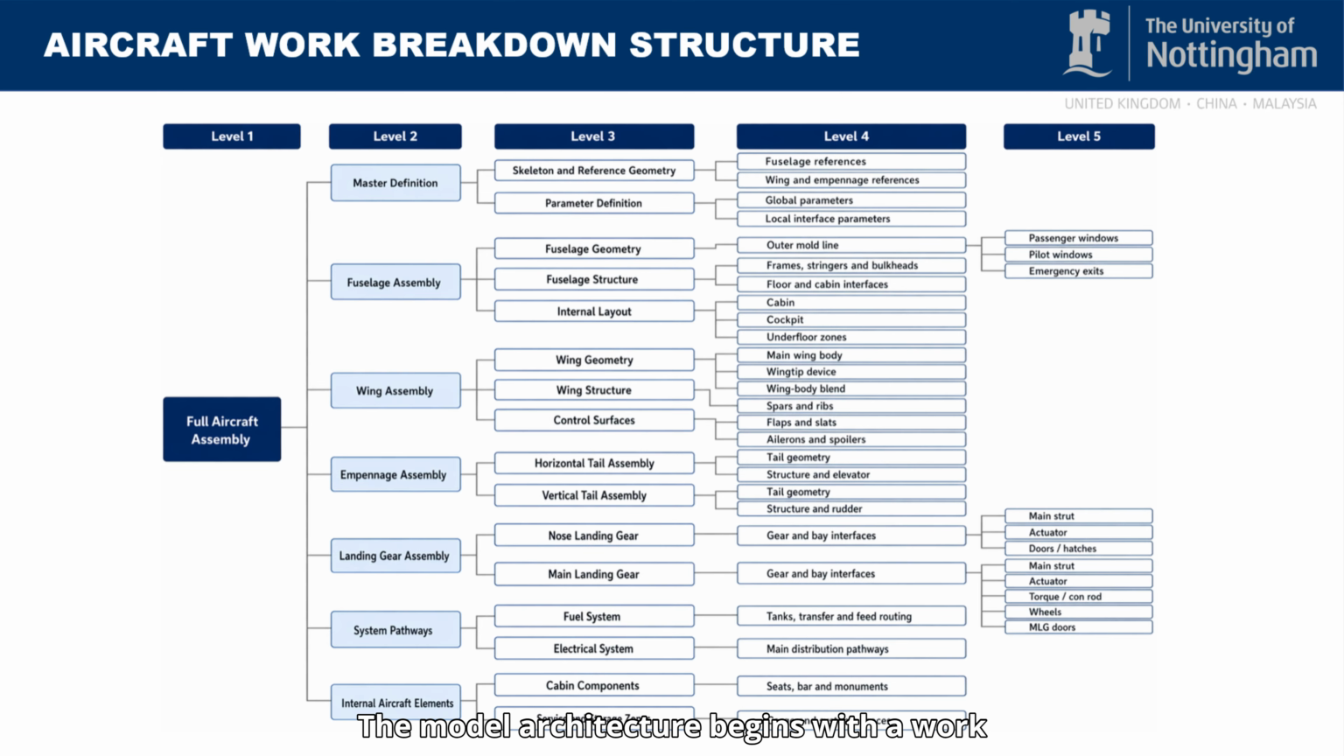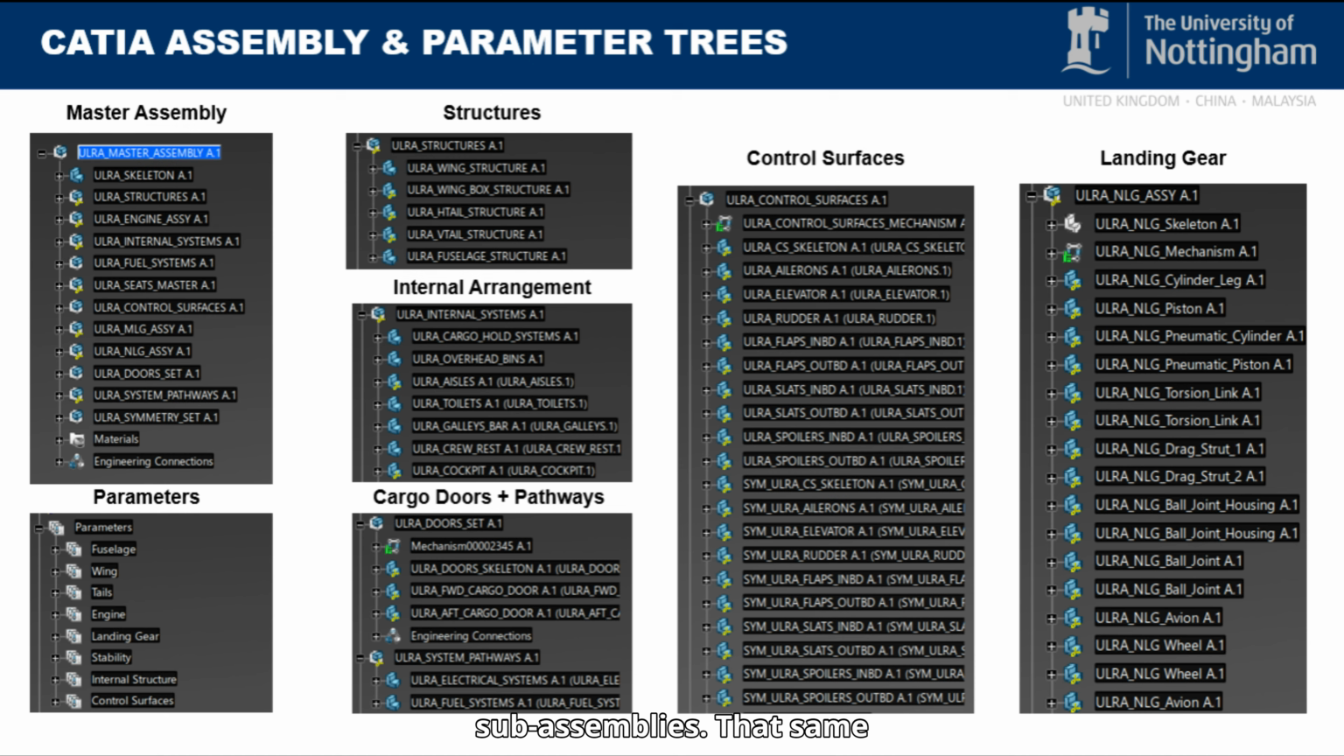The model architecture begins with a work breakdown structure, which was used to divide the aircraft into its main modelling areas. This gives a clear top-level view of how the CAD has been organised and reflects the top-down approach used throughout the build, where the model was defined at its highest level before moving into detailed subassemblies. That same logic is then carried into the CATIA tree, where the skeleton, parameter definition, and major subassemblies are arranged in a clear and logical order.